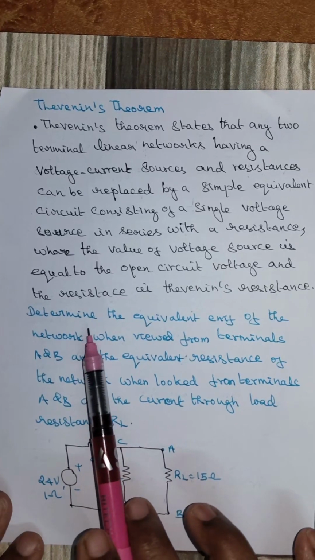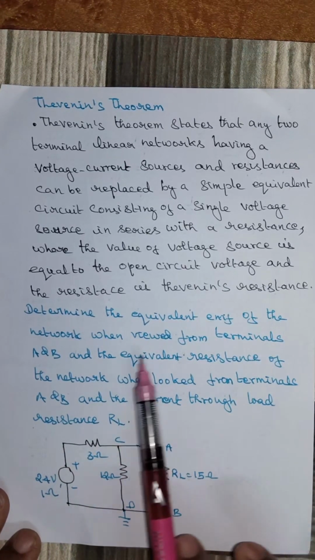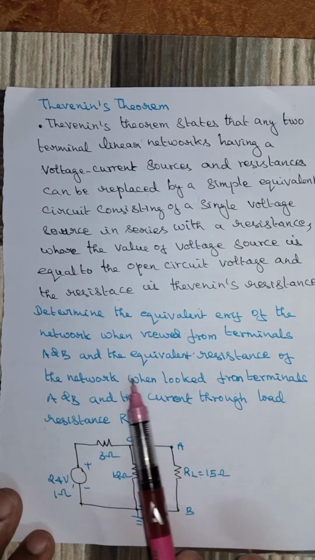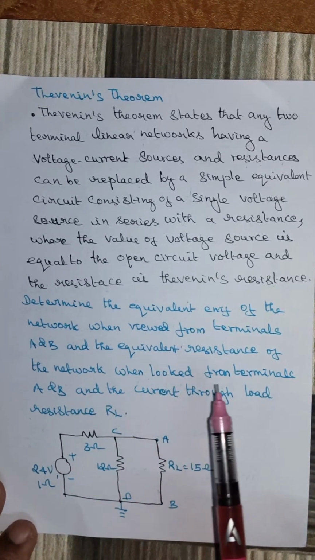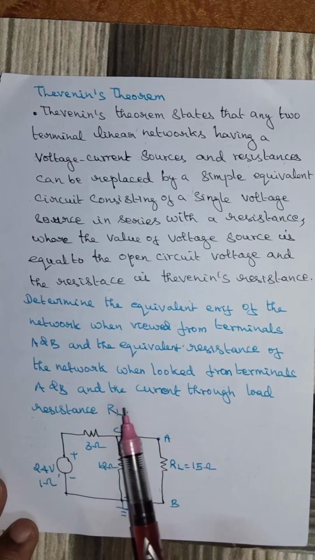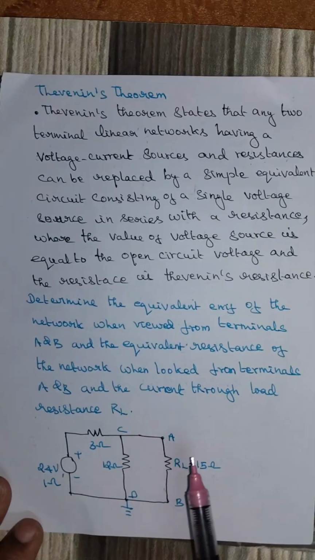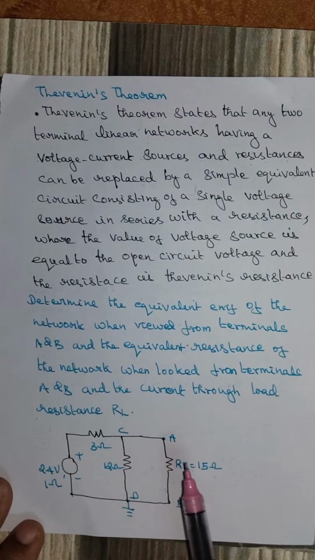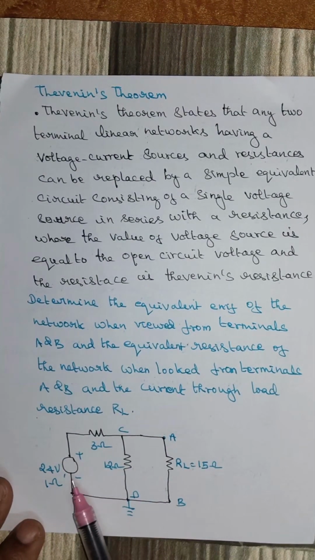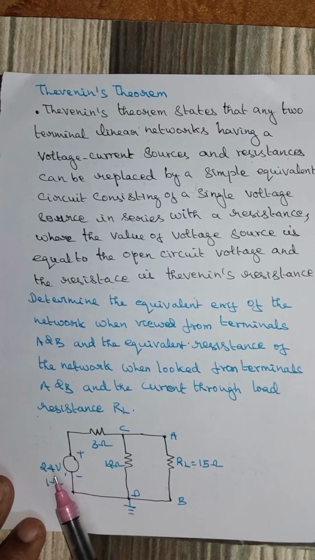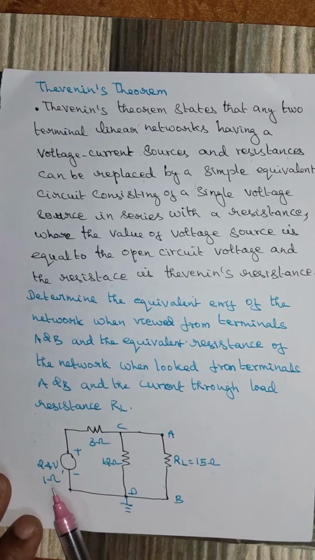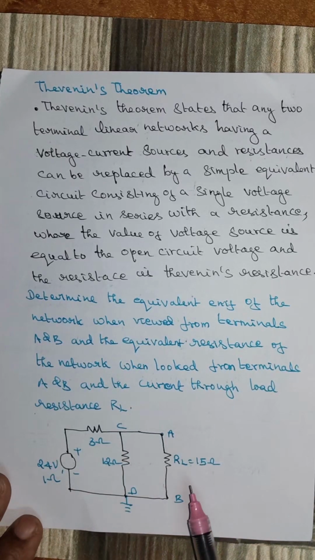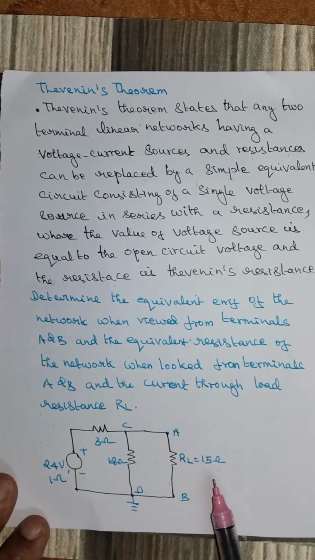Now we are going to solve a problem on this theorem. It is given: determine the equivalent EMF of the network when viewed from terminals A and B, the equivalent resistance of the network when looked from terminals A and B, and the current through load resistance RL. This is the circuit given here. The circuit consists of one voltage source of 24 volt with an internal resistance of 1 ohm, and the load resistance value is 15 ohm.